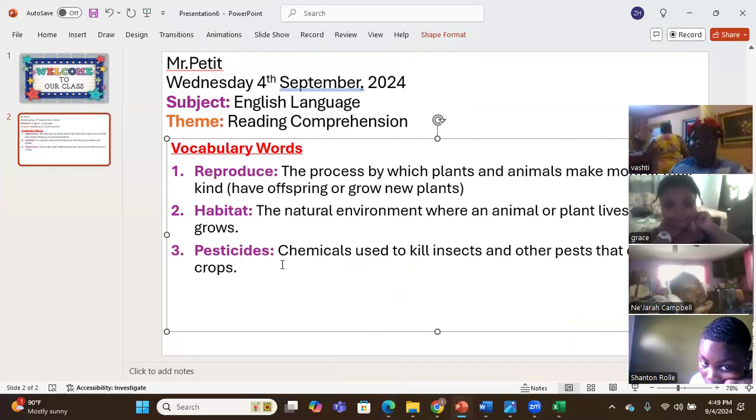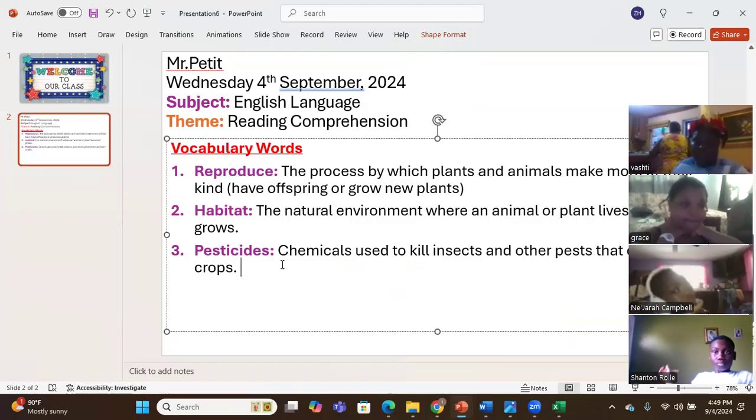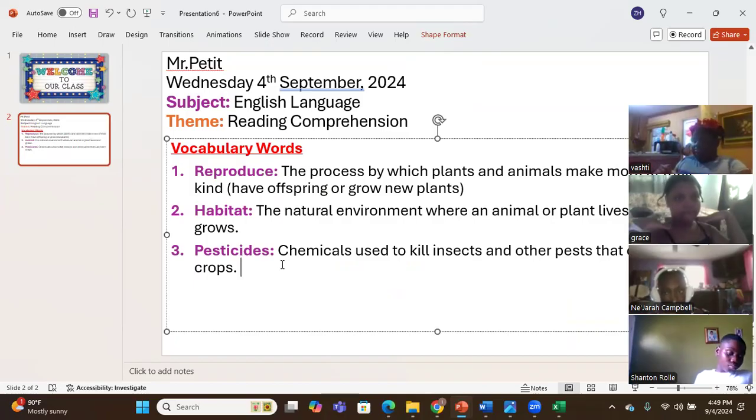Pesticides are chemicals that are used to kill insects. Now the problem with pesticides is that not only do they kill the bad insects, but they also kill the good insects too. So you have to be careful using pesticides. And plus, the food ends up having the pesticides inside of it. That's a problem, but either way, it's still there to protect the crop from getting eaten by other animals.